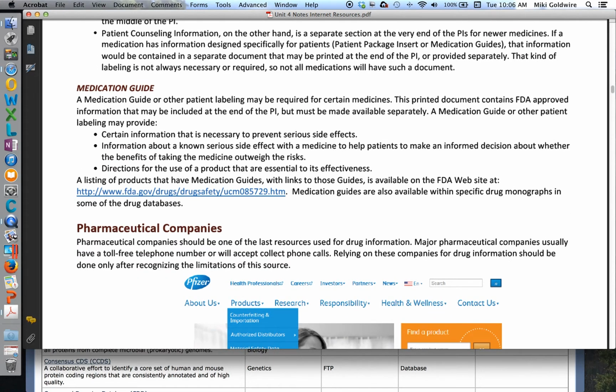And sometimes there's a medication guide. This document is maybe separate from the full PI. And the medication guide or patient labeling may include certain information that is necessary to prevent serious side effects, information about a known serious side effect of the medicine, and then directions for use of the product that are essential to its effectiveness. You can also get a listing of drug products that have medication guides at the FDA website, and I left you that link in your notes.